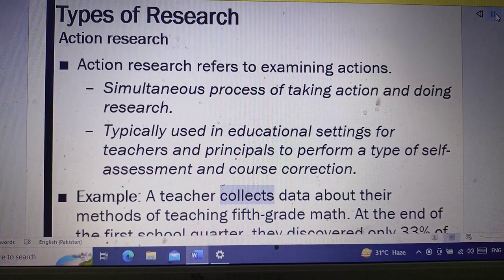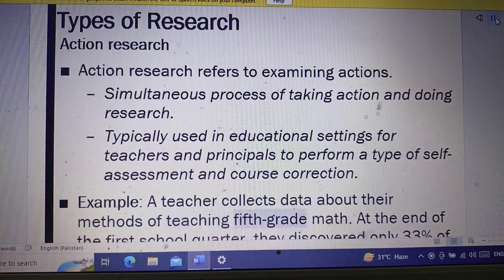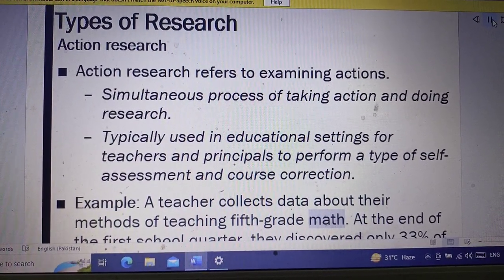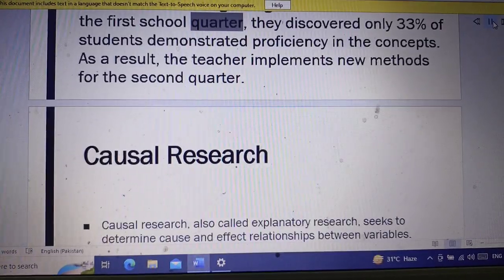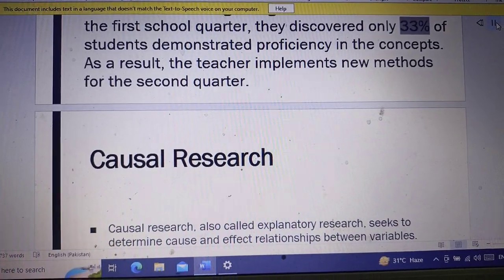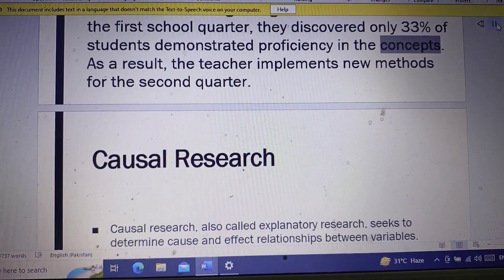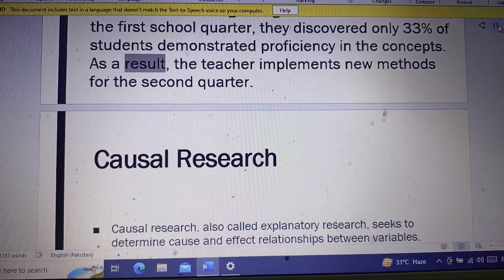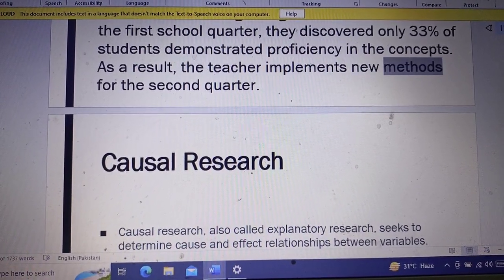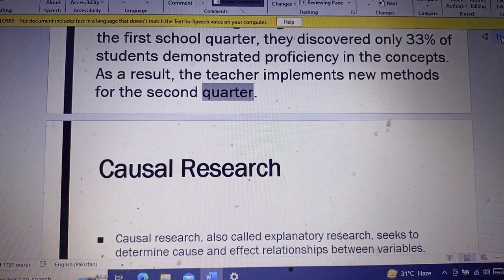Example, a teacher collects data about their methods of teaching 5th grade math. At the end of the first school quarter, they discovered only 33% of students demonstrated proficiency in the concepts. As a result, the teacher implements new methods for the second quarter.